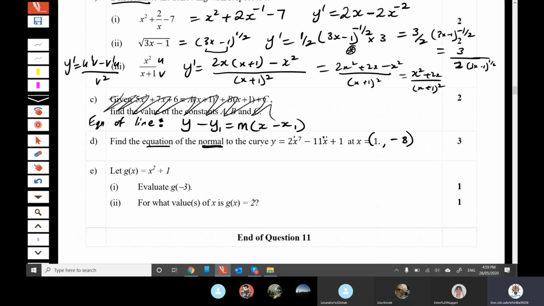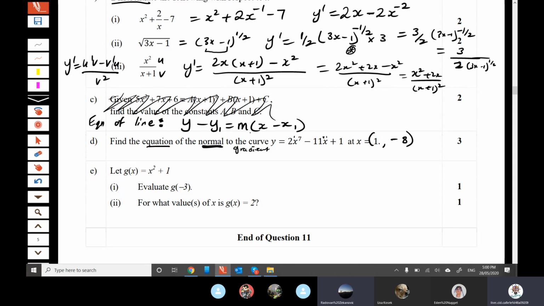Eden, gradient of curves. Any ideas? What topic? No? Function? That's fine. Leave it. Rad, gradients of curve. Any ideas? Well, I know the first thing I do is differentiate the thing. That is right. The gradient of the curve is to differentiate.